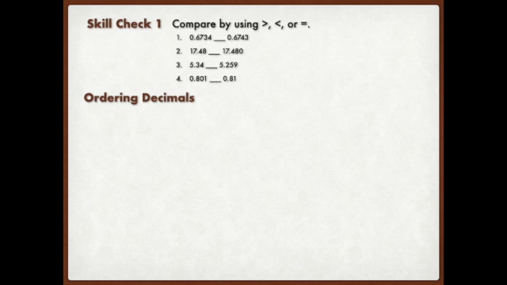Okay, now the fourth one, we have 0.801, and we're going to compare that to 0.81. So we're going to focus on, starting on the left, 0 and 0 is the same. We have the decimal, 8 and 8 are the same, but then we have 0 compared to 1. The 0 is less than the 1, so the left number, 0.801, is less than 0.81. If you have any questions on those, on the comparing, please reach out and ask me.